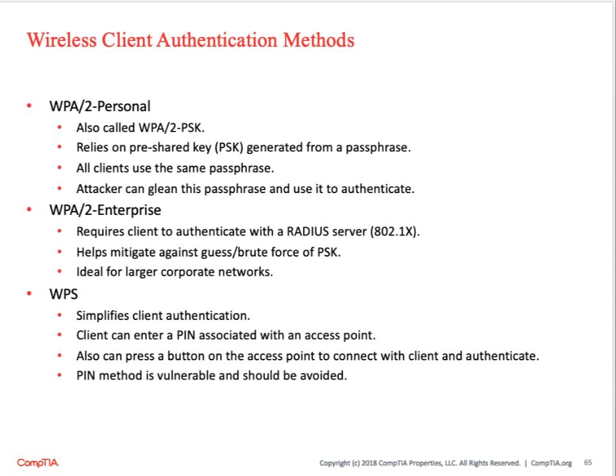And then we have Wi-Fi Protected Setup, and that's WPS. This simplifies the authentication process for Wi-Fi networks by enabling the client to enter a PIN associated with a particular access point, like the one in your house. Or you could just press the button on the access point so that we establish our connection. Unfortunately, the PIN method on WPS is vulnerable to brute forcing, so we should avoid this when we can.